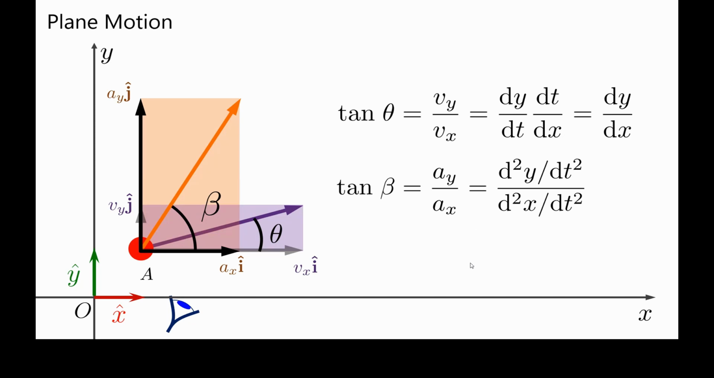Okay, and then for the tan beta, you got to get the beta, that would be your ay over ax. That would be equivalent to the second derivative of y with respect to t over the second derivative of x with respect to t. So, yeah, that is how you get the beta. Okay? So, actually, we are not going to solve any problems like this one, but at least you have an idea on what it looks like if you solve for theta and beta.